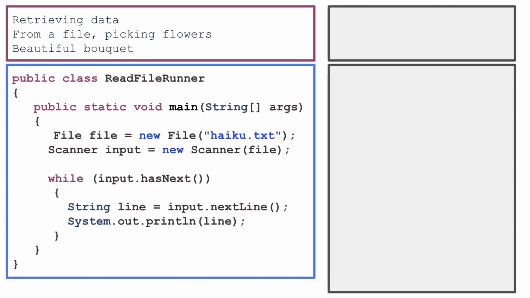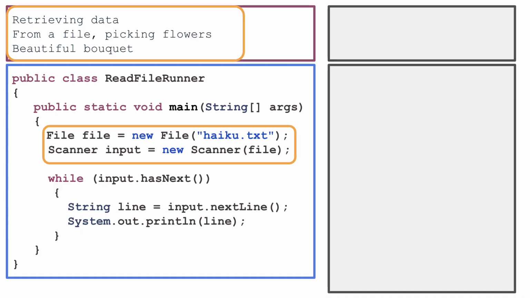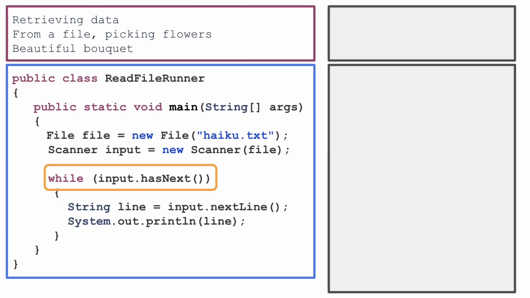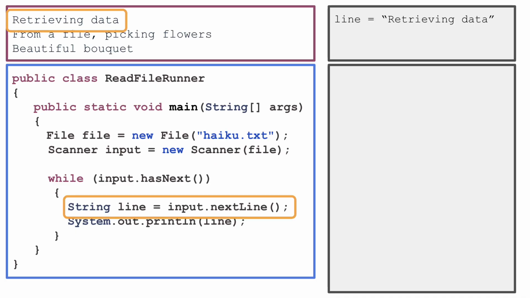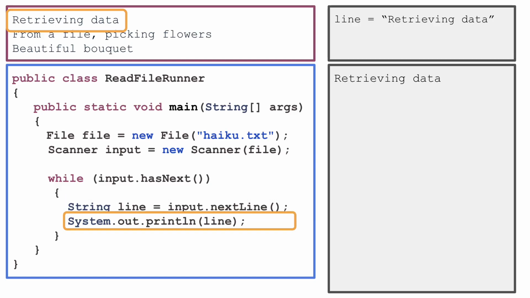Let's trace through this program. You create a file and scanner object to read in the file named haiku.txt. You enter the while loop. The program starts at the top of the text file, so the condition is true because there are more lines in the file. The nextLine method returns the first line of the text file, "retrieving data", which is assigned to the variable line, and printed to the console.